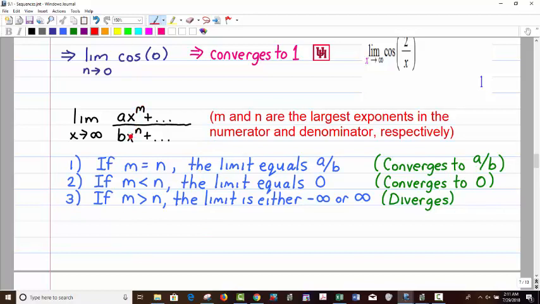So if they're equal exponents, which we've had twice now, m equals n. And this might have come up in the L'Hopital's rule section also. So it would converge to the coefficients, a over b. If m is less than n, larger power on bottom, it's going to go to 0. Larger power on top, it diverges.